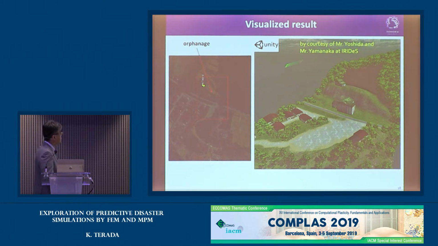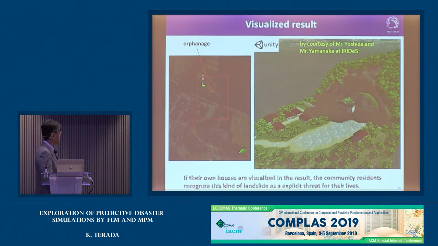This is a movie made by Unity. As you can see, the result becomes more realistic in the sense that we have their houses visualized in the result. Then the community residents recognize this kind of landslide as an express threat to their lives. But most of you may criticize the simulation result and visualization result here.